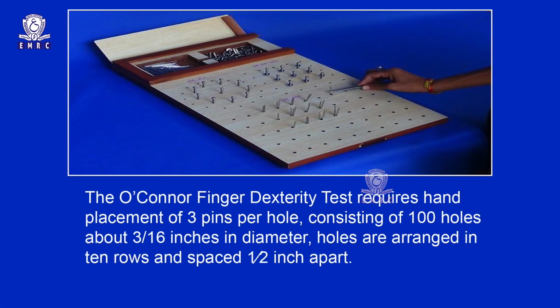The O'Connor finger dexterity test requires hand placement of 3 pins per hole, consisting of 100 holes of about 3/16 inch in diameter. They are arranged in 10 rows and spaced half an inch apart.